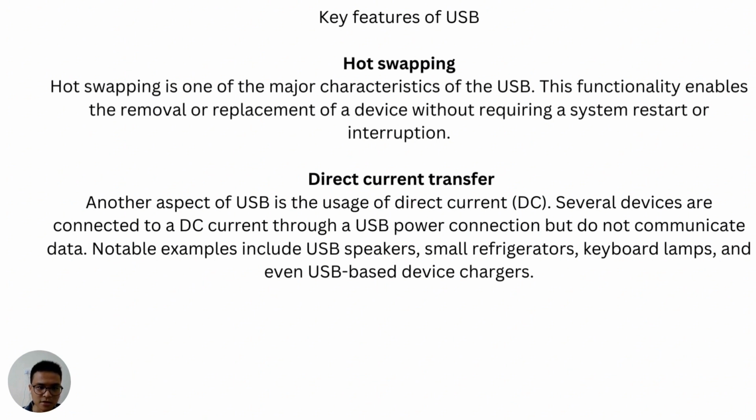And the second key feature is direct current transfer. Another aspect of USB is the usage of direct current (DC). Several devices are connected to a DC current through a USB power connection but do not communicate data. Notable examples include USB speakers, small refrigerators, keyboard lamps, and even USB-based device chargers.